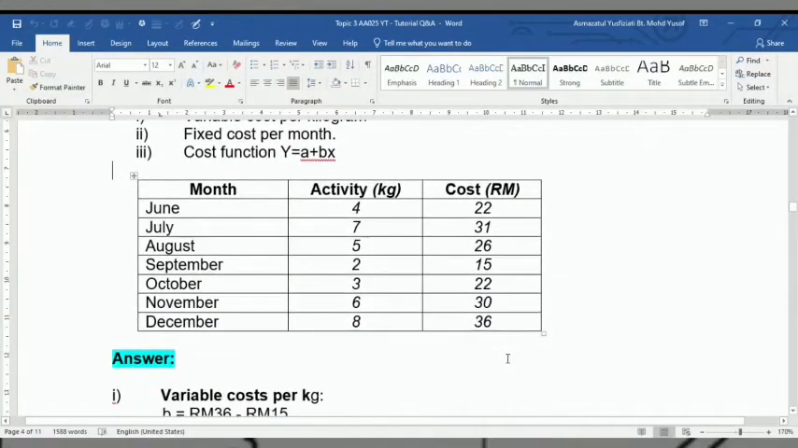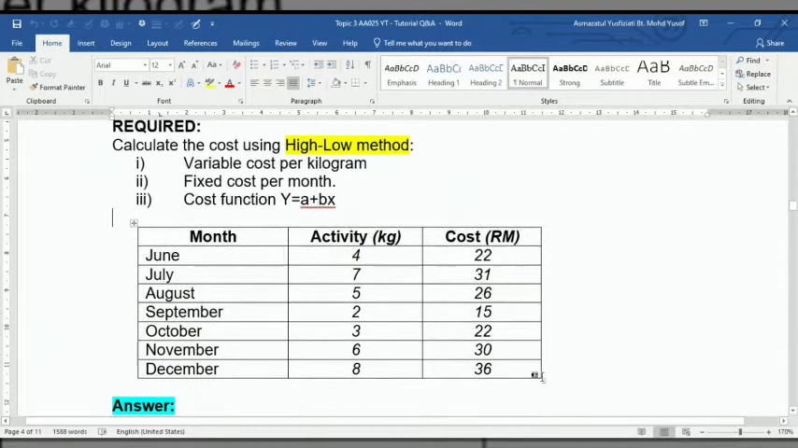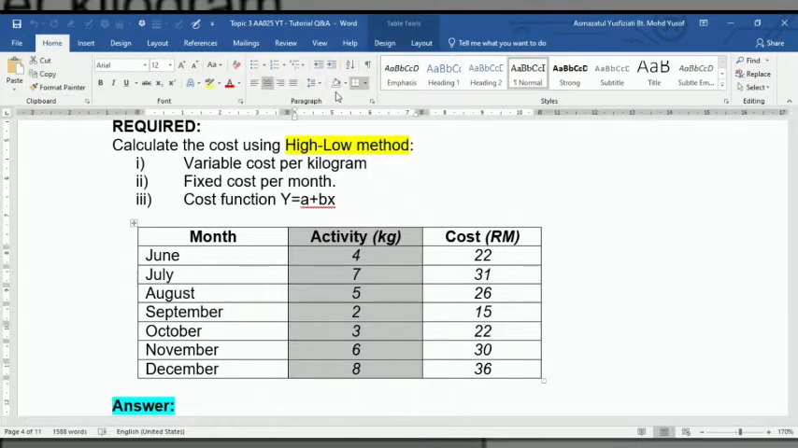Okay, so here is the table for the activity for the months of June until December 2019. By using the high-low method, you have to choose the activity. Please don't choose the cost, because this is the high-low activity method. So, I highlight the activity for you so as not to confuse.